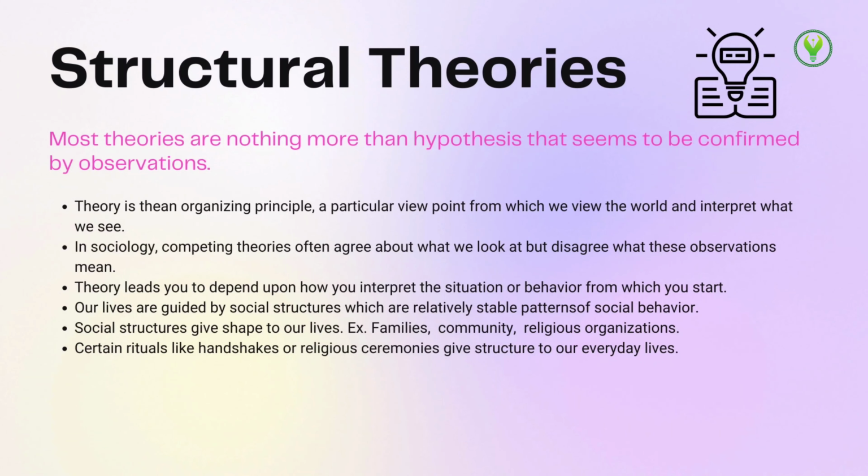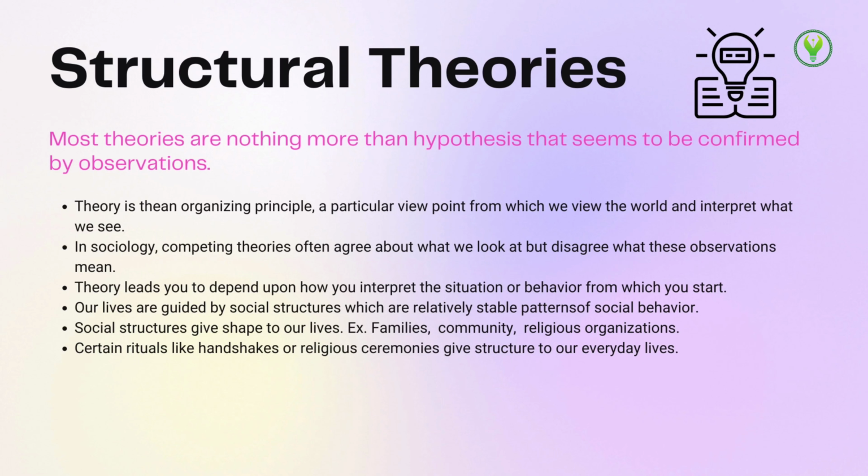Moving on with structural theories. Most theories are nothing more than hypotheses that seem to be confirmed by observations. Theory is an organizing principle, a particular viewpoint from which we view the world and interpret what we see. In sociology, competing theories often agree about what we look at but disagree about what these observations mean. Theory leads you to depend upon how you interpret the situation or behavior from which you start. Our lives are guided by social structures, which are relatively stable patterns of social behavior. Social structures give shape to our lives. Families, community, religious organizations, and certain rituals like handshakes or religious ceremonies give structure to our everyday lives.